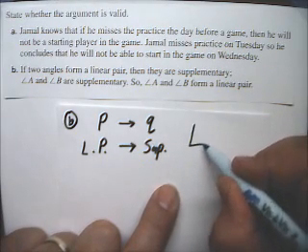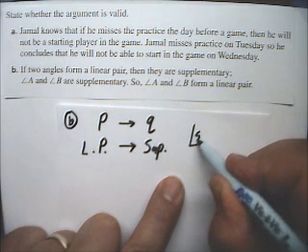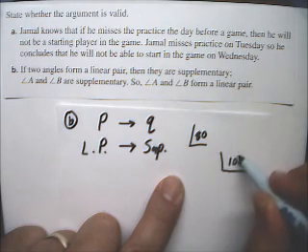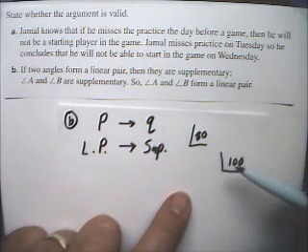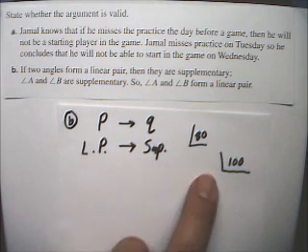Let's say that this is an 80-degree angle, and then you take another angle that's 100 degrees, and they're not even connected to each other, these two are still supplementary. That's the counterexample.